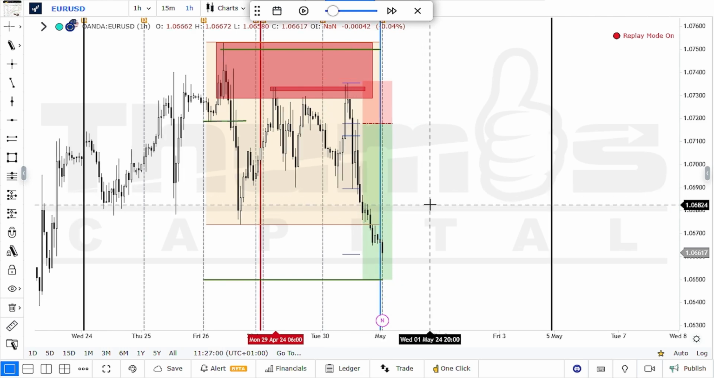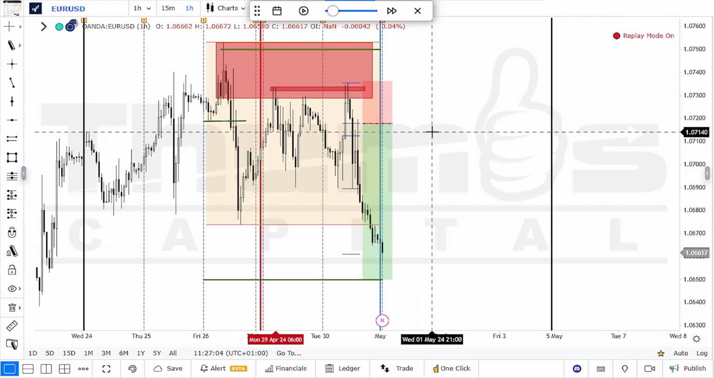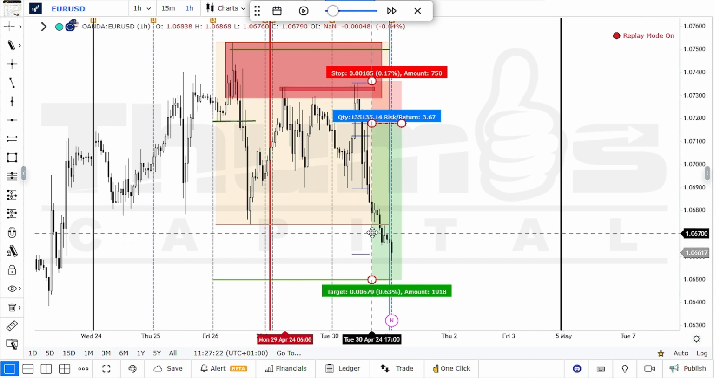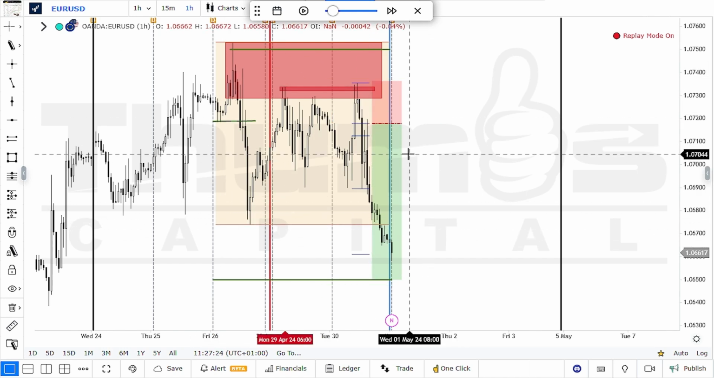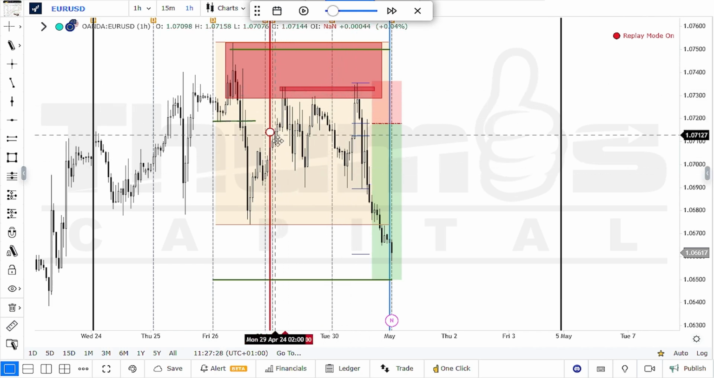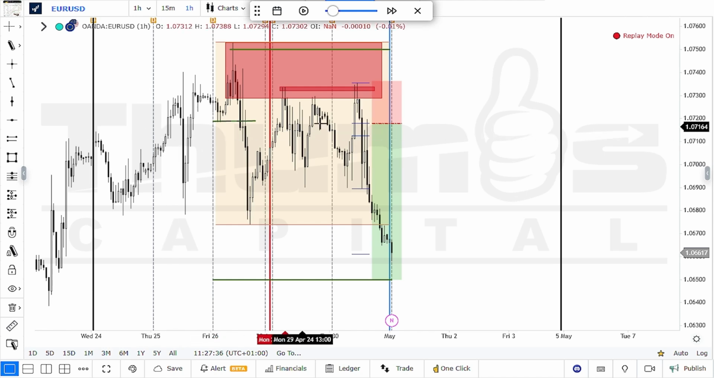Now we start to do our analysis for the buy trade. What do we do in that situation? We look at price action from the previous contract, just like we did here. From the previous contract, we can see that we had this little accumulation at the beginning, which is a continuation of the accumulation from Wednesday to Friday.